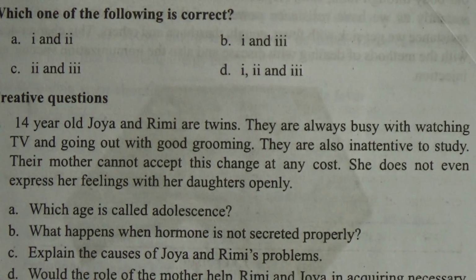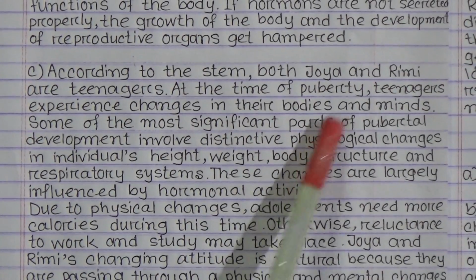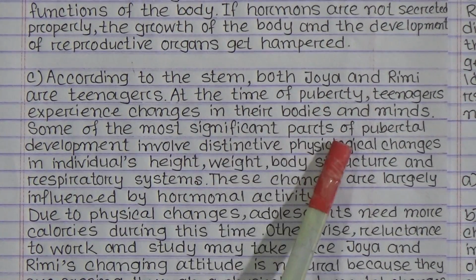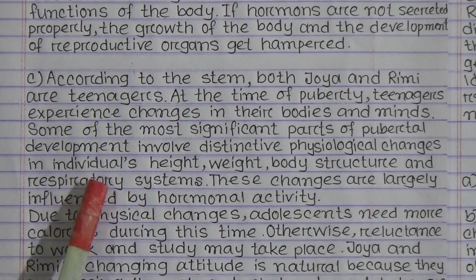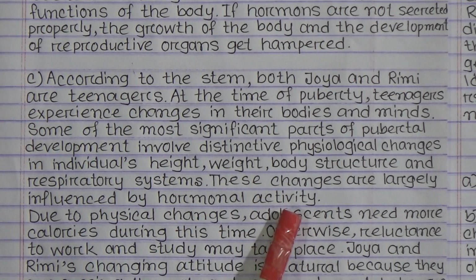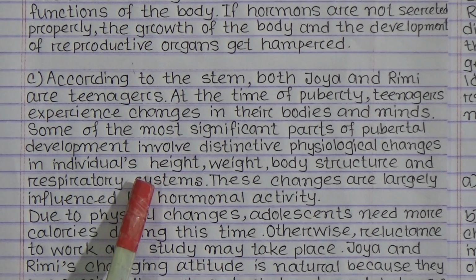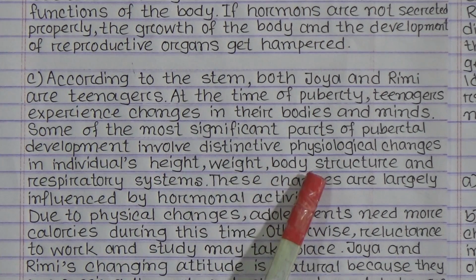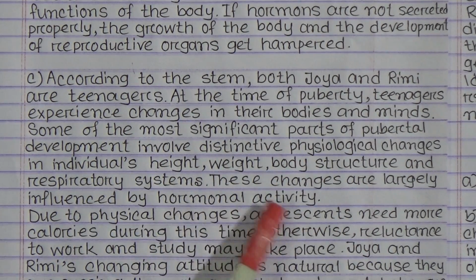So the answer will be, according to the stem, both Joya and Remy are teenagers. At the time of puberty, teenagers experience changes in their bodies and minds. Some of the most significant parts of pubertal development involve distinctive physical and psychological changes in individuals' height, weight, body structure, and respiratory systems. These changes are largely influenced by hormonal activity.